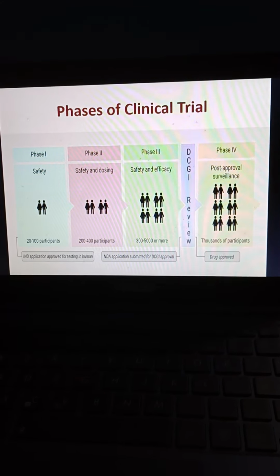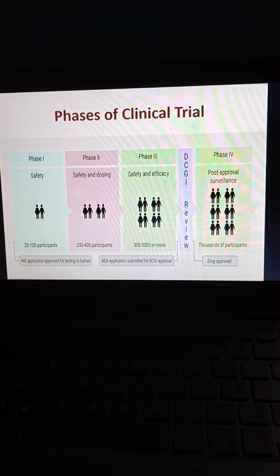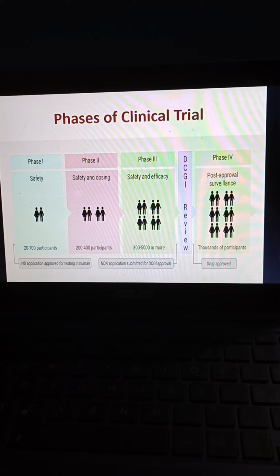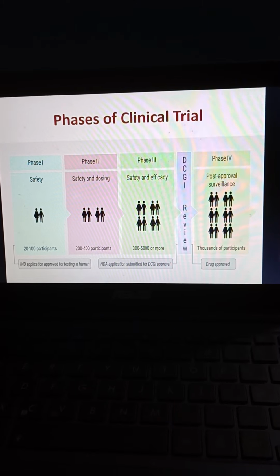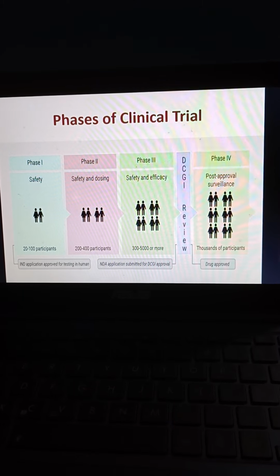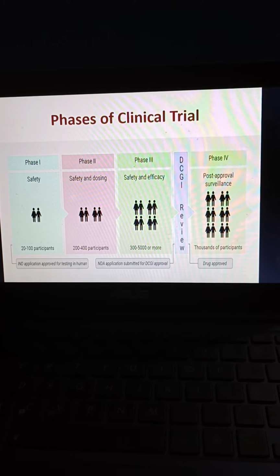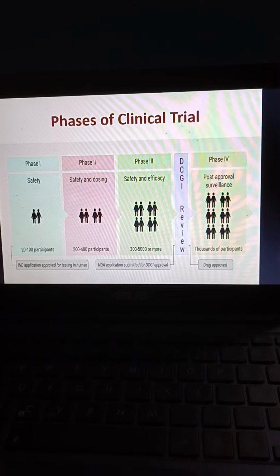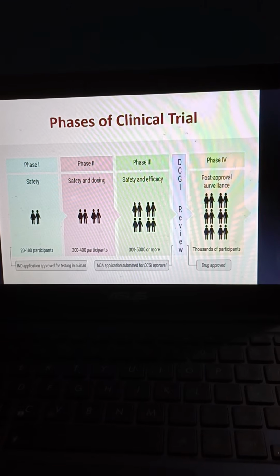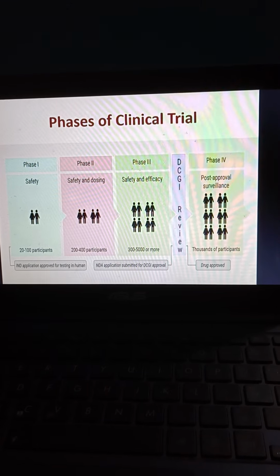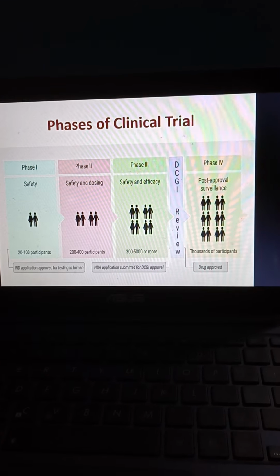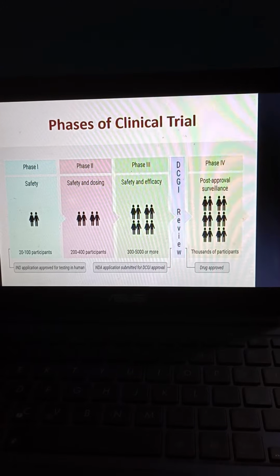Then coming to phases of clinical trial. Phase 1 is safety, with 20 to 100 participants to be taken, generally healthy volunteers, but in case of HIV and cancer you can take patients. Before that, IND, investigational new drug application. After the preclinical stage, the investigational new drug application should be approved for testing in humans.